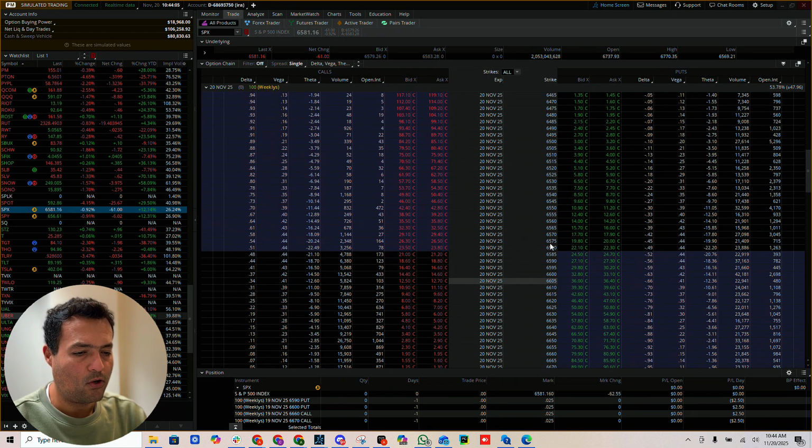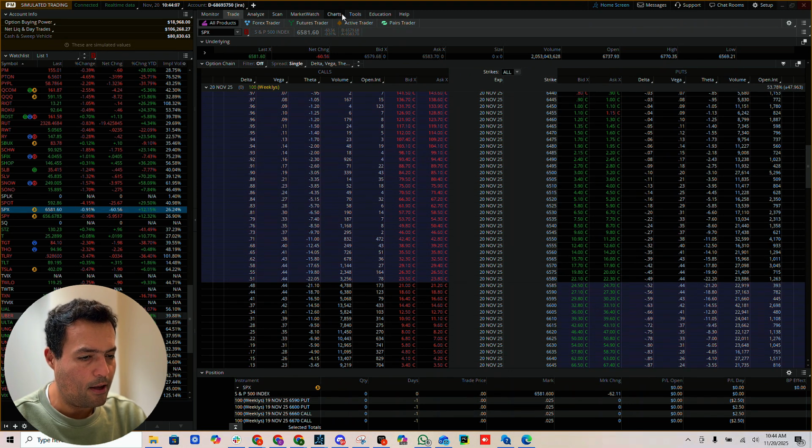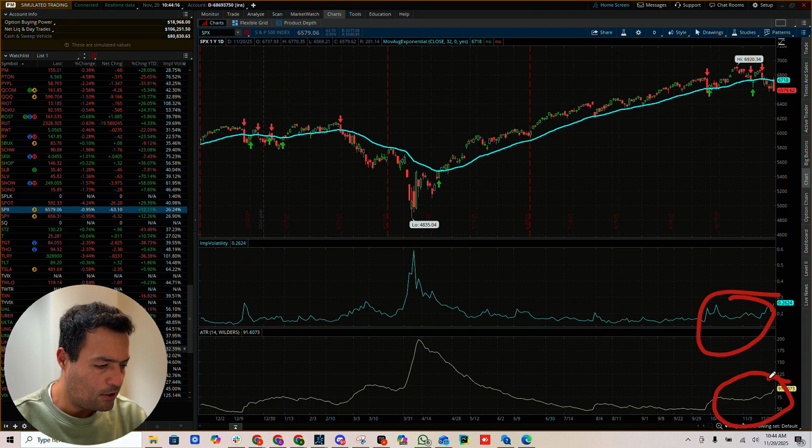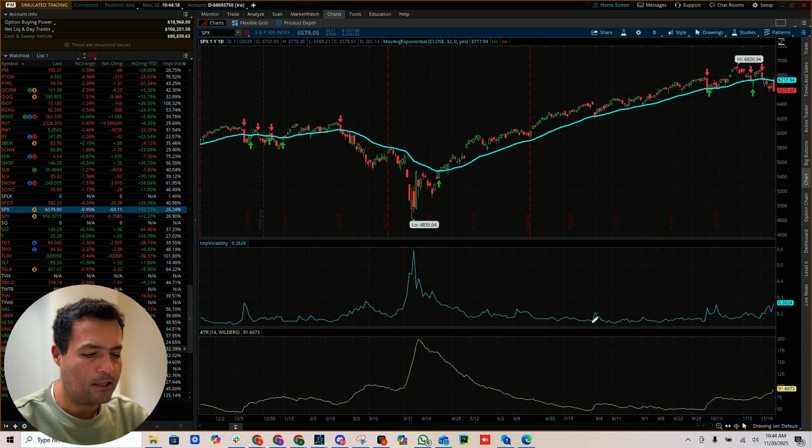So what's the trade today in the Zero-DTE market? Okay, so volatility is up. Let's look at the chart. Volatility has ticked up. This is a good sign for option sellers like us. The average true range for the day is like 91 points. Okay, this is in the last 14 days.